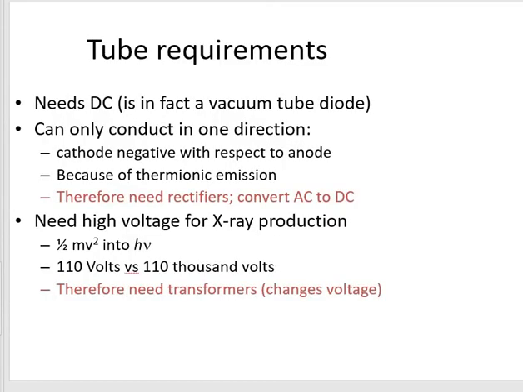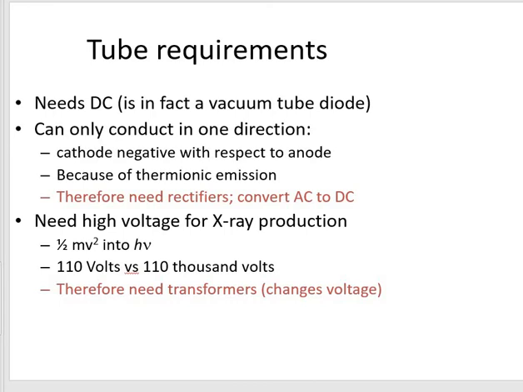So what are the requirements of an X-ray tube and generator? First, it requires a direct current. We already know what that is. And it can only conduct and work in one direction. The cathode shall be negatively charged, and that's where thermionic emission occurs, boiling off electrons, and the electrons are accelerated to the positively charged anode. Therefore, rectifiers or rectification circuits are needed for the X-ray tube and generator to function, so that the AC can be converted to DC.